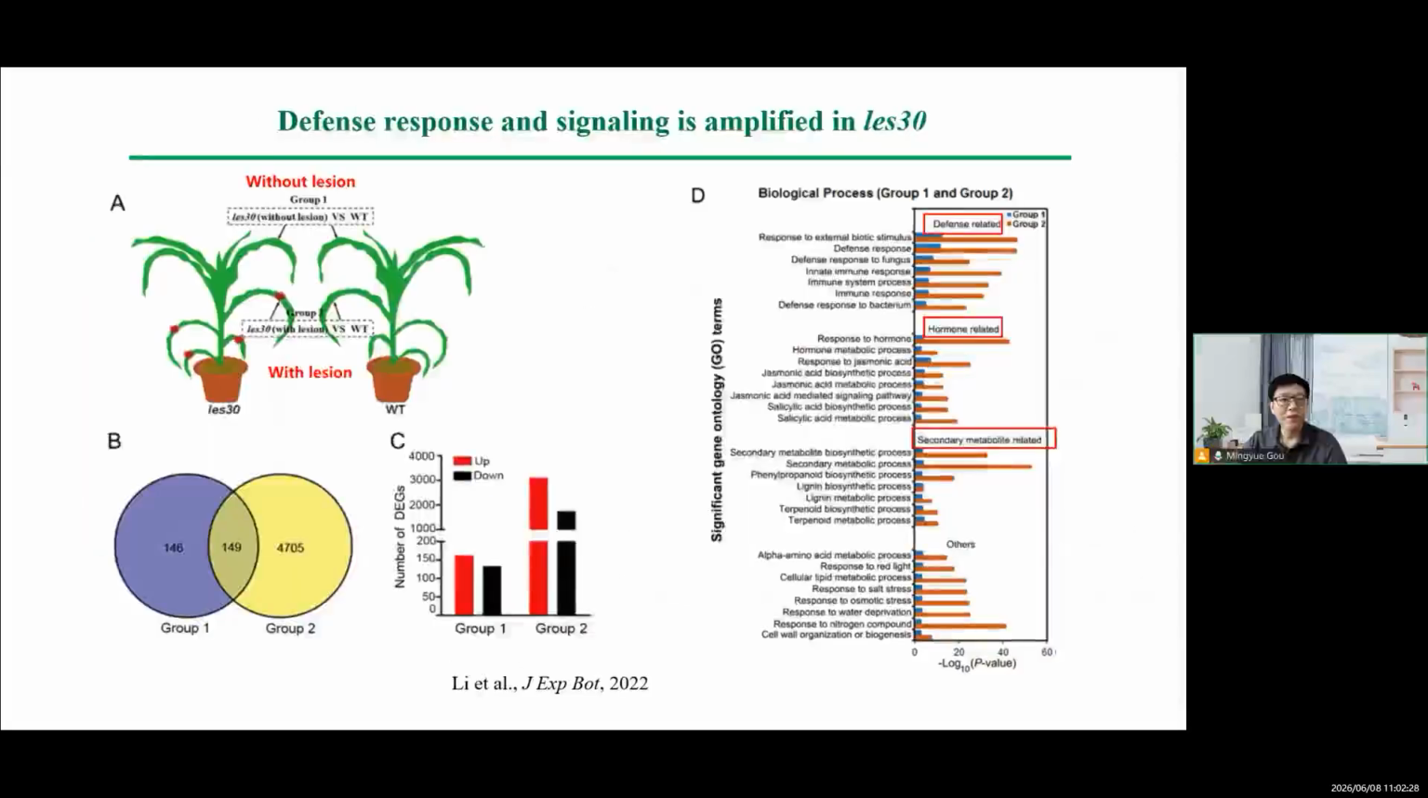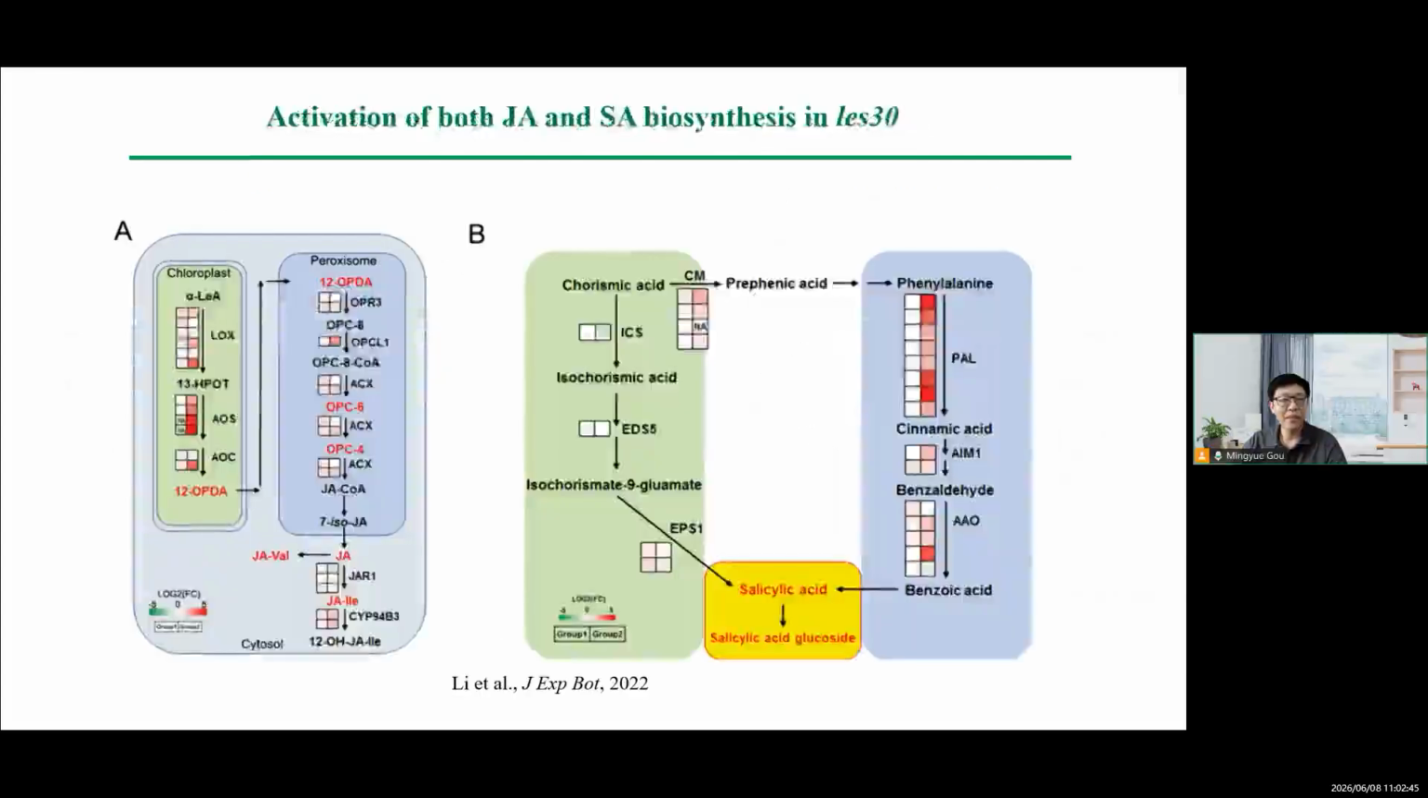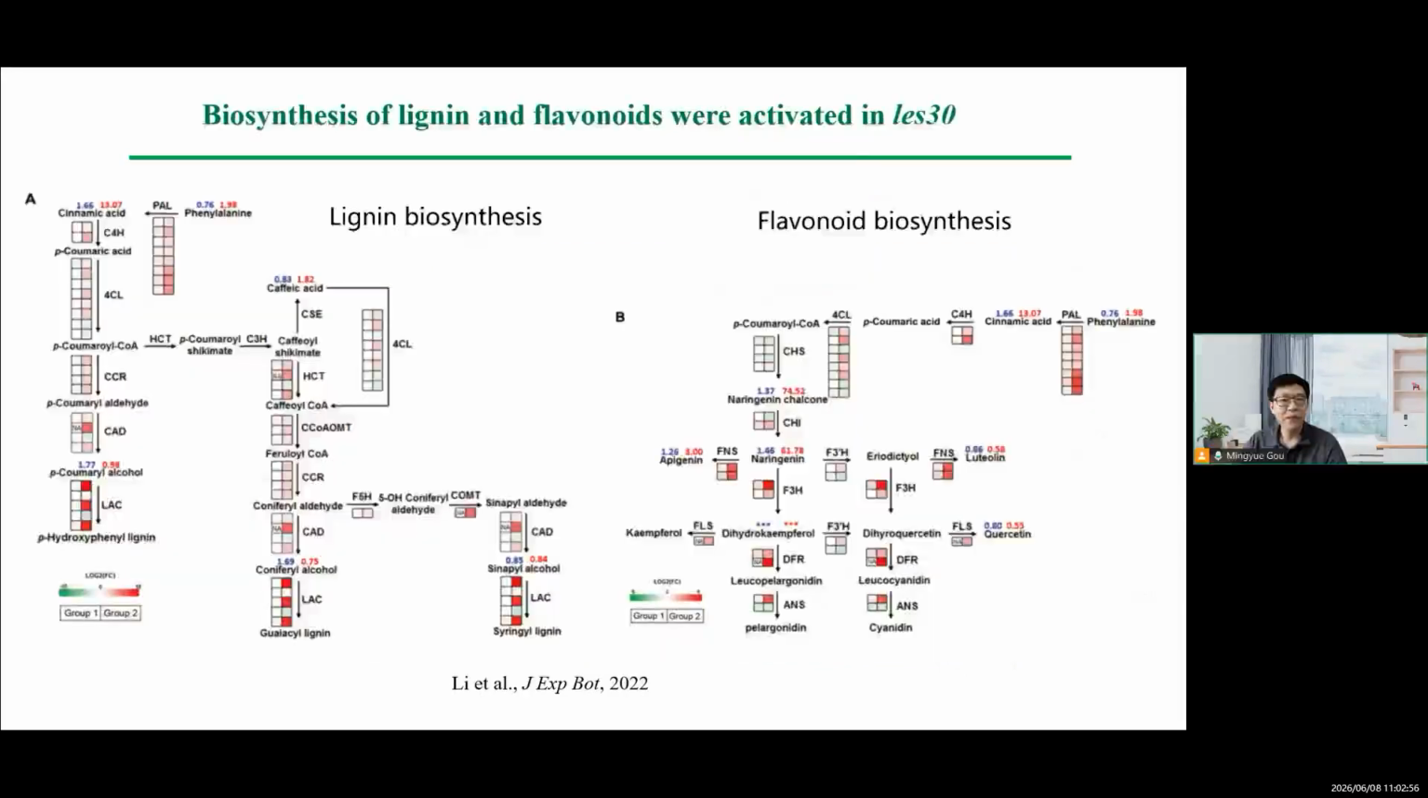We sought to dissect LES30 conferred disease resistance by RNA-seq analysis. We found that defense response and signaling is amplified in LES30 mutant plants in a lesion-level dependent manner. Genes involved in both jasmonic acid and salicylic acid biosynthesis are mostly upregulated in LES30. In addition, genes involved in lignin and flavonoid biosynthesis are also upregulated.